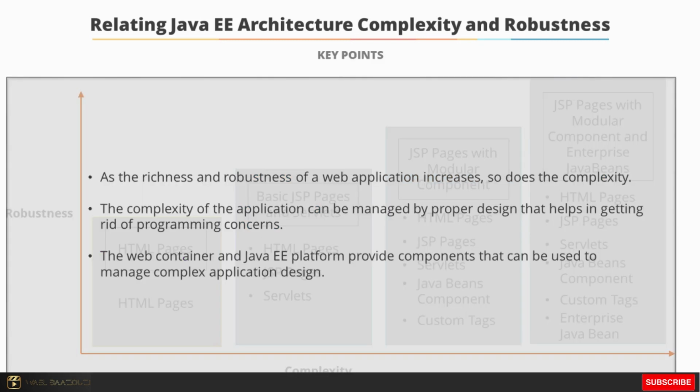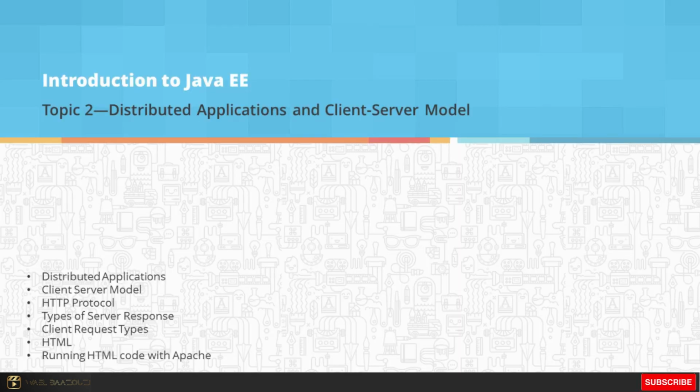The key point here is, as the richness and robustness of web applications increases, so does their complexity. The complexity of the application can be managed by proper design that helps in getting rid of programming concerns. The Web Container in the Java Enterprise Edition platform provides components that can be used to manage such complex application design. Let's go to distributed applications and the client-server model in Java Enterprise Edition.